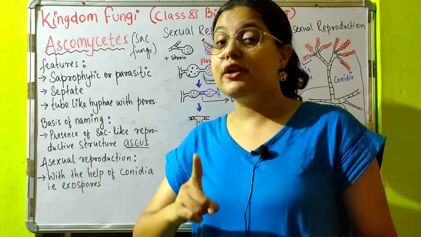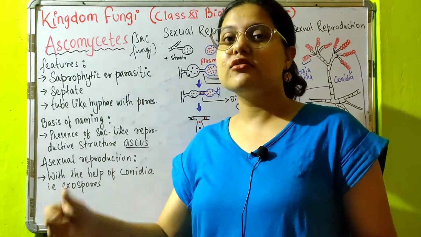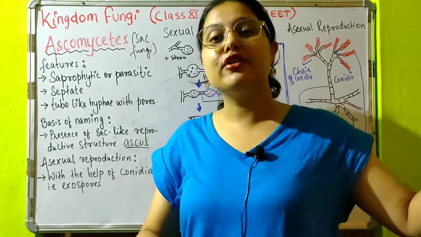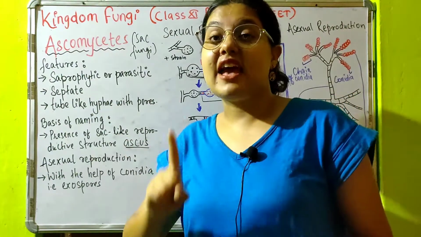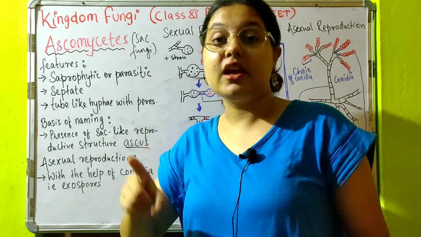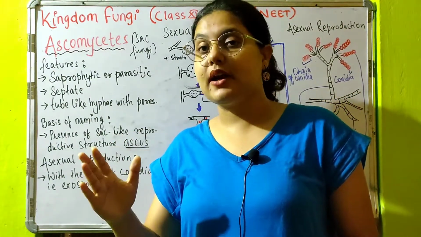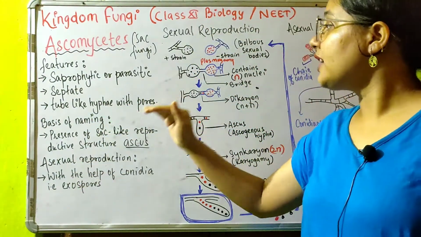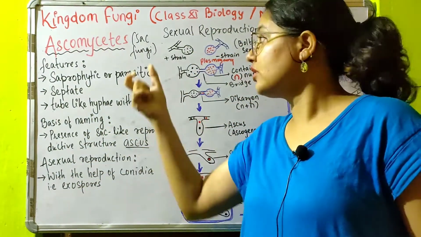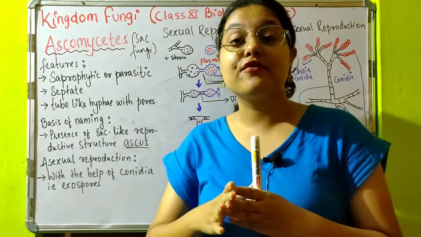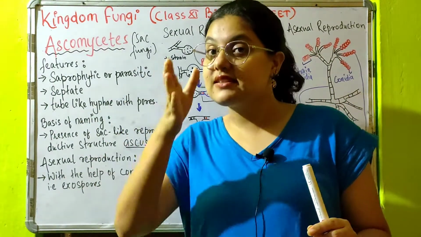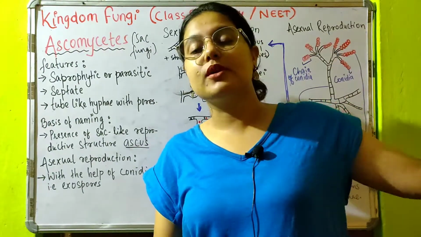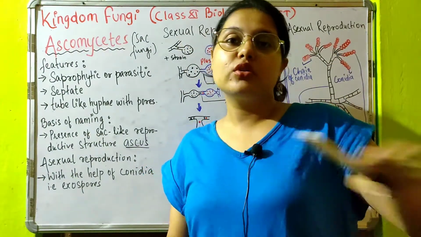Now you see, they are saprophytic or parasitic. That means they depend on dead and decaying matter, and if they are parasitic they depend on a host. They are also septate. That means they have hyphae which are separated by septa. Their hyphae are tube-like and have pores; in the septa there is a pore. You can watch my previous video for more such detail.